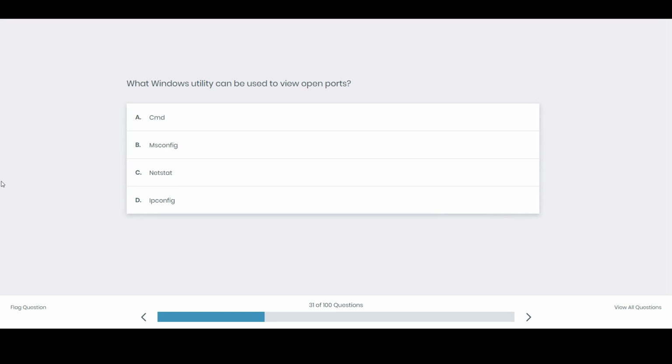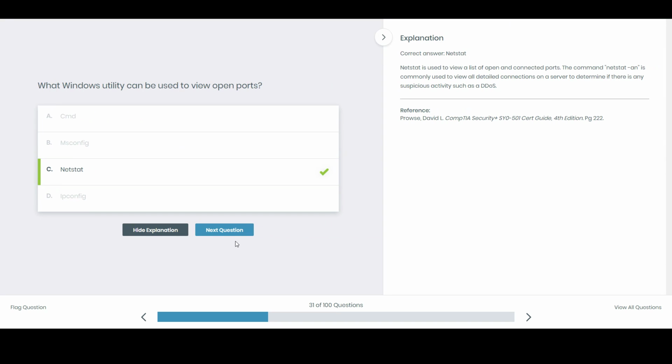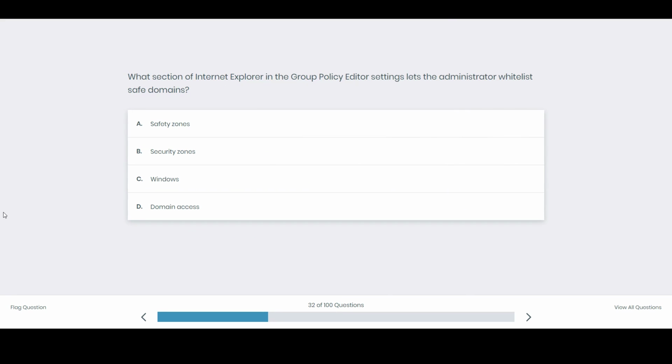Okay. Let's continue. What Windows utility can be used to view open ports? Oh, netstat. No, this is network statistics. ipconfig, msconfig. What Windows utility can be used to view? I think view statistics something. Yeah, that's the word view. That's used to view a list of often connected ports. Okay, view.